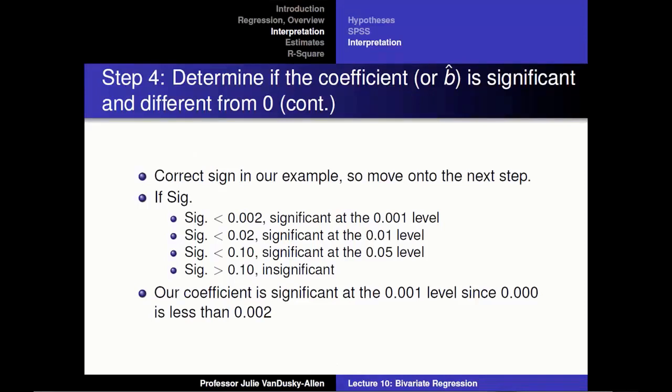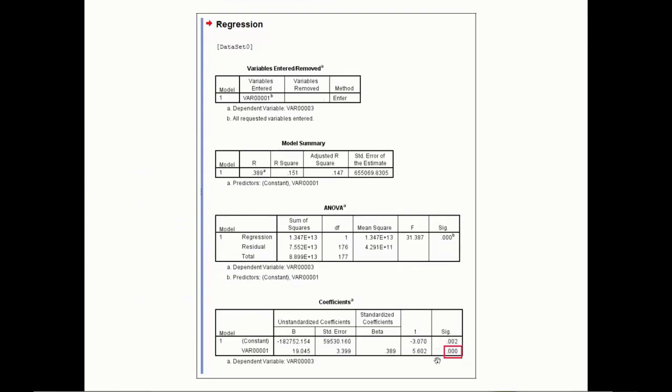If your b hat has the correct sign, the first thing you should do is look at the sig value for your coefficient b hat. The last cell in the bottom row of the last table here gives you a sig value for your coefficient b hat.